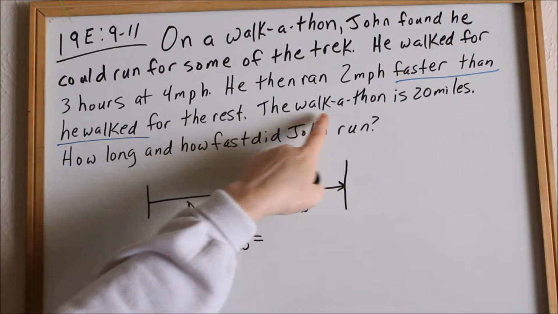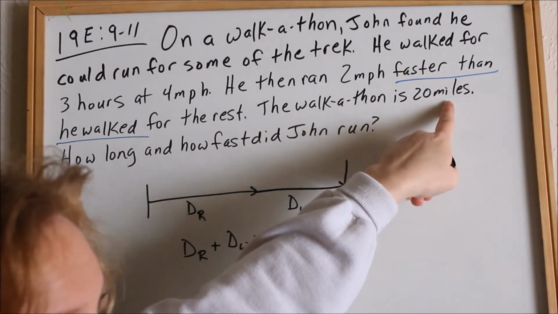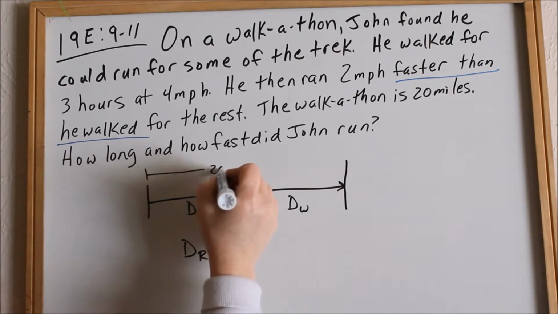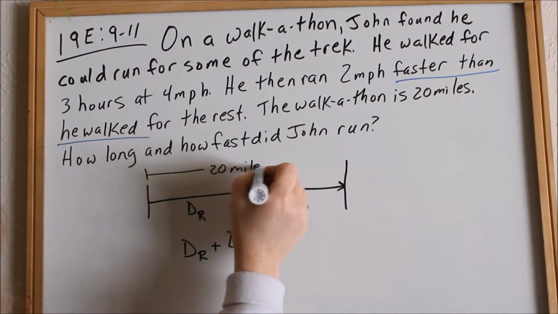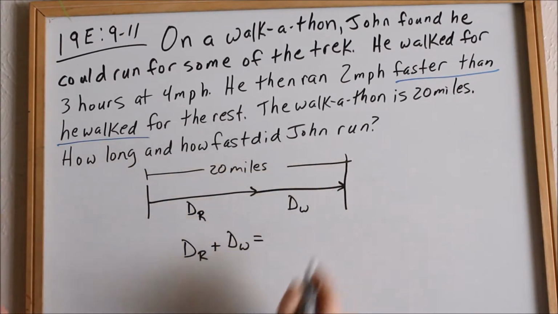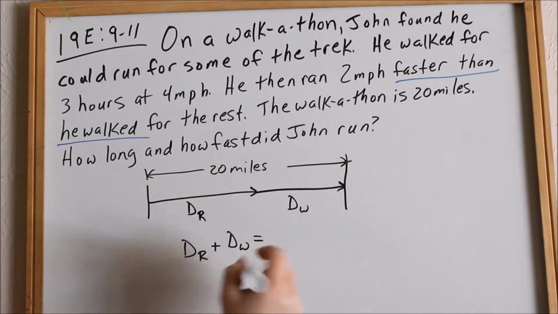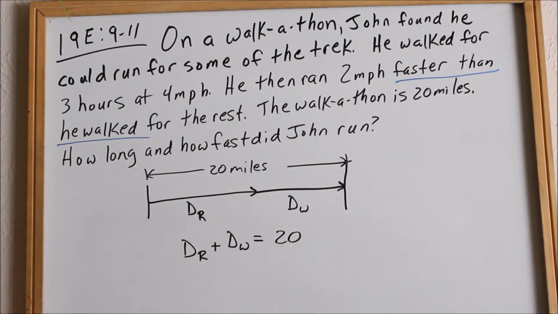If I go back here, it says the walkathon is 20 miles. So the total distance that he went, running and walking, is 20 miles. Okay, so I know that the distance that he ran plus the distance that he walked equals 20 miles. Alright, let's go back to the rest of my problem to get some more information.